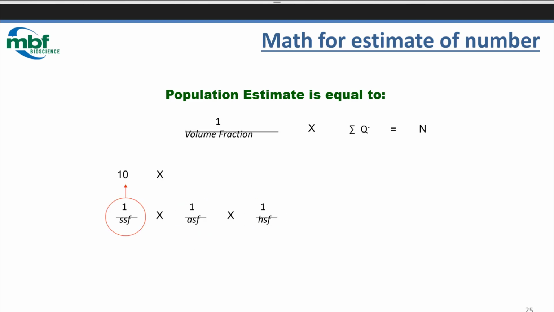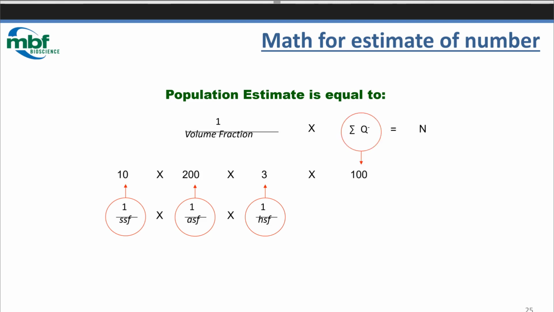If we're skipping every 10th section, we need to multiply by 10. If the ratio of the area sampled is 1 to 200, we need to multiply by 200. If you have a 20 micron tall dissector and 60 micron thick tissue, that's 1 to 3 for the z fraction, or the height fraction. We need to multiply by 3.